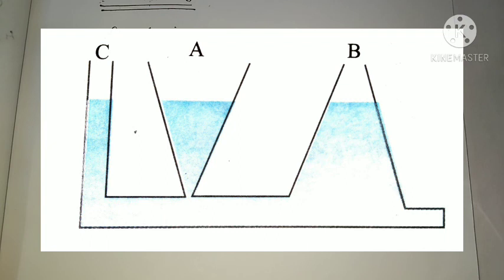Because of this reason, if the vessels have different shapes, though they hold different amounts of water, the level of the liquid in the three vessels is the same. Clear?